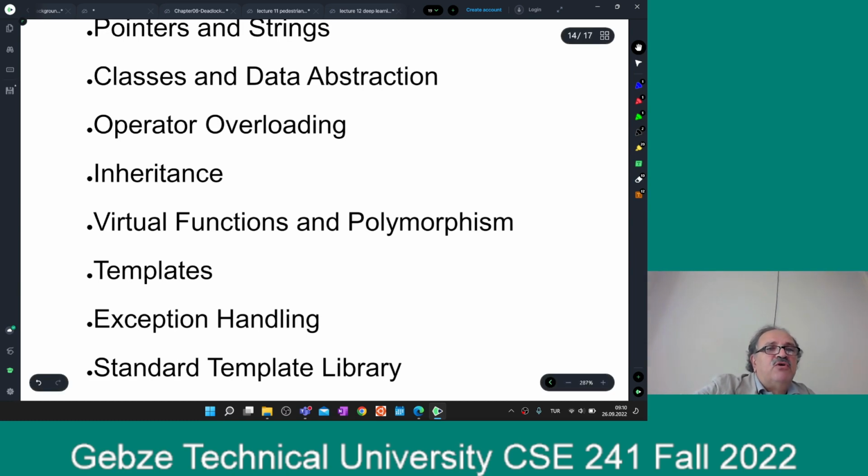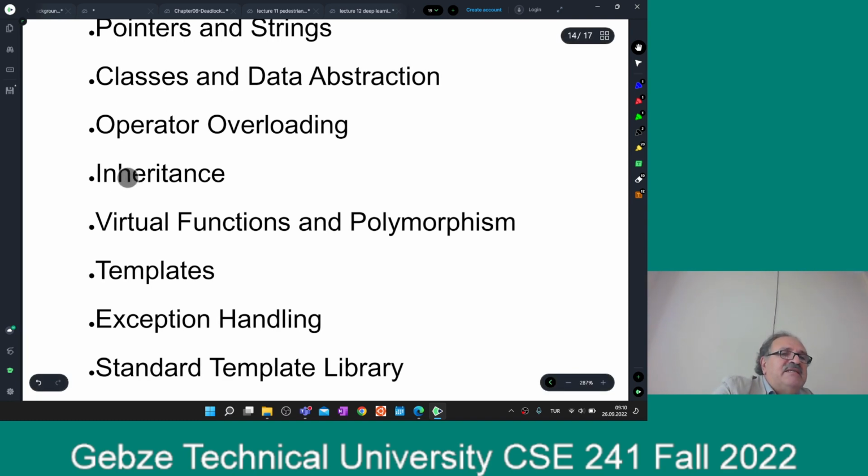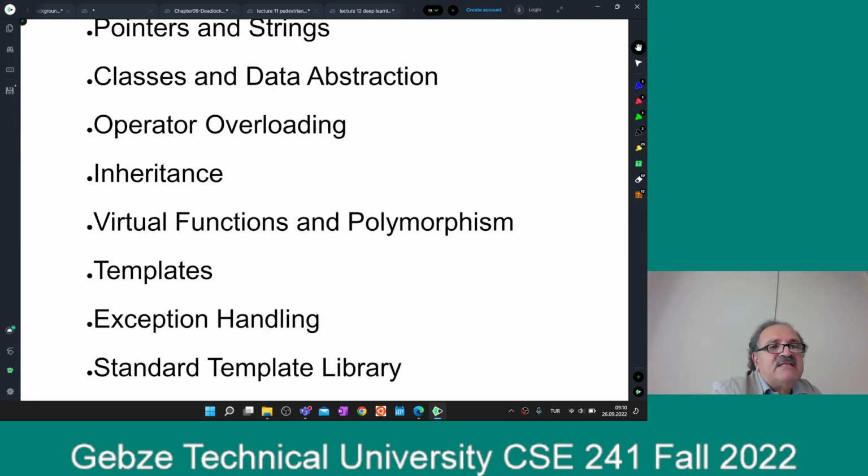And abstraction, you are going to hear this keyword a lot in this object-oriented programming course, also in your next semester's data structures course, and in other semesters, because abstraction is something all the scientists and engineers use, and computer science people love abstraction a lot. Operator overloading is something specific to C++. We will talk about it. Then another important concept in object-oriented programming is inheritance.